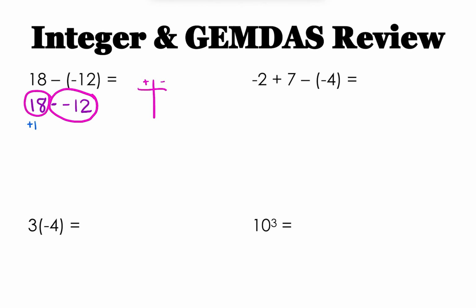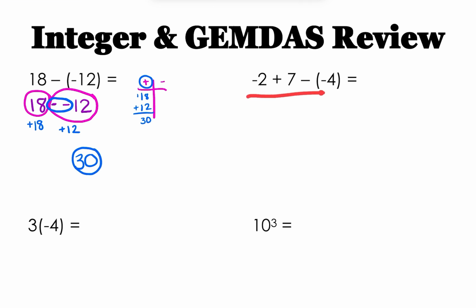I have a positive 18 because if it doesn't have a symbol, it's an invisible positive. And then I need to talk about these two negatives, two evils. What do two evils get together and make? They make a positive. So now I have a positive 18 and a positive 12. Same signs you add. So we are going to add and get 30, and they're all positive. So my answer is just positive 30 for that one.